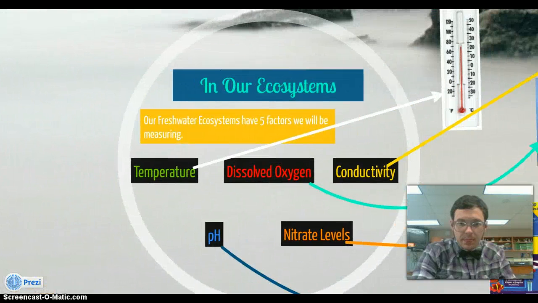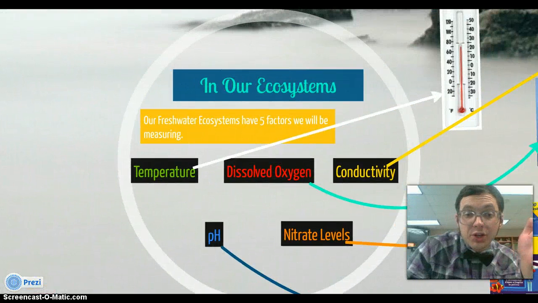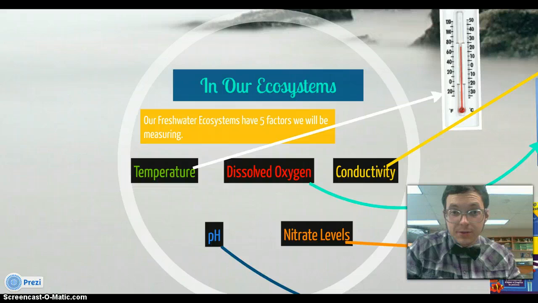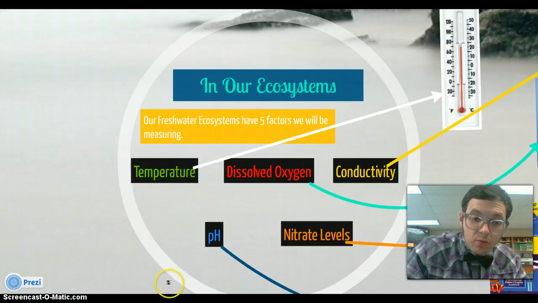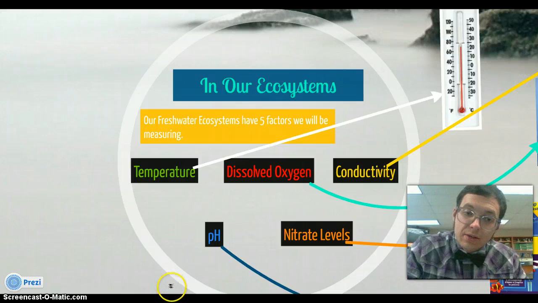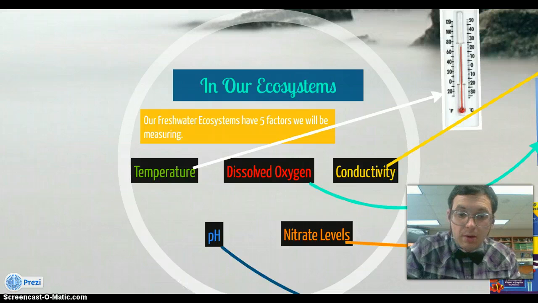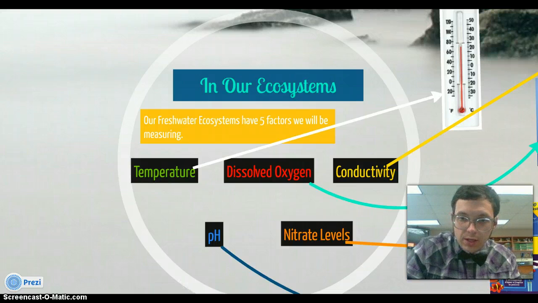Next thing we're going to do. In our ecosystems, freshwater ecosystems have 5 factors that we'll be measuring. You will each be assigned one of these factors based on where you're sitting in the room, where you'll read it as a group and make cause and effect relationships for them. But I want to go over what they are first because it's a little tricky.